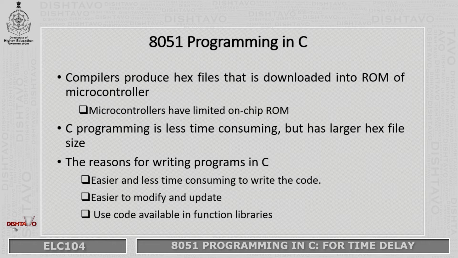8051 programming in C. Most of the compilers produce hex files that are downloaded into the ROM of a microcontroller. Now in this microcontroller, we have limited on-chip ROM. So if it is an 8051 microcontroller, the on-chip ROM is 4 kilobytes. C programming is less time consuming, but it has a larger hex file compared to assembly language. But the reasons for writing the programs in C are that it is easier and less time consuming to write the code. It is easier to modify and update the C code, and you can use the code available in the function libraries.